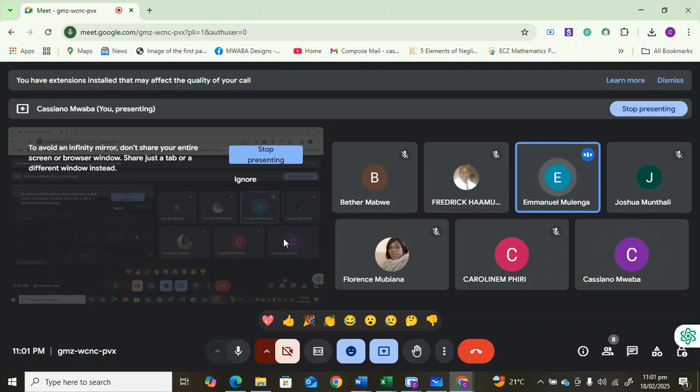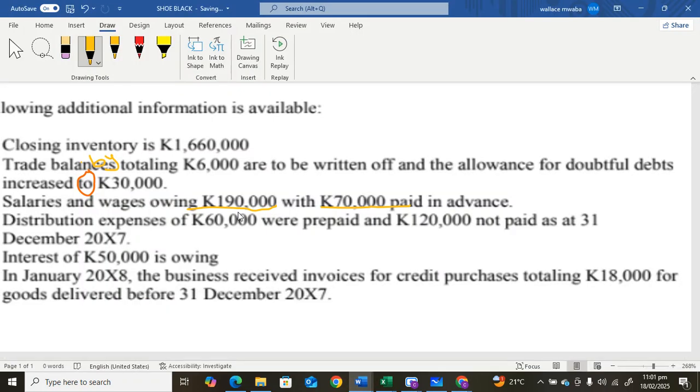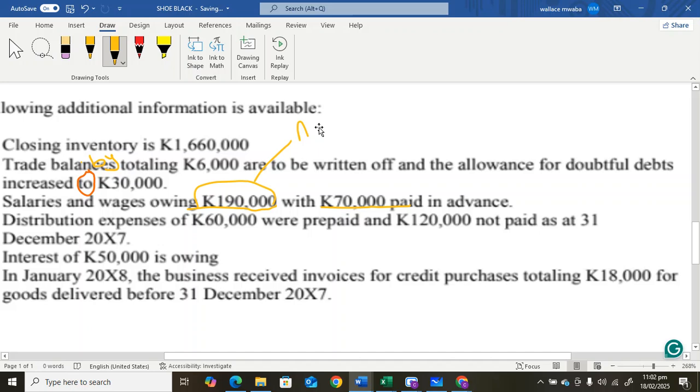What is an accrued expense and what is a prepaid expense? And how do we treat them?